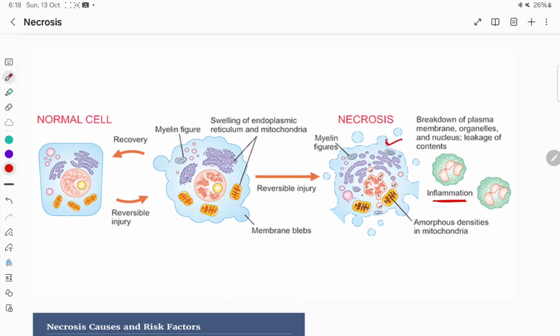So necrosis is associated with inflammation, and this occurs due to the breakdown of the plasma membrane and release of the intracellular contents. There is also swelling of endoplasmic reticulum and mitochondria, and there are amorphous densities in mitochondria. Initially there can be recovery, so that is reversible injury, but when it leads to membrane damage, then it becomes irreversible, and it leads to necrosis or cell death.